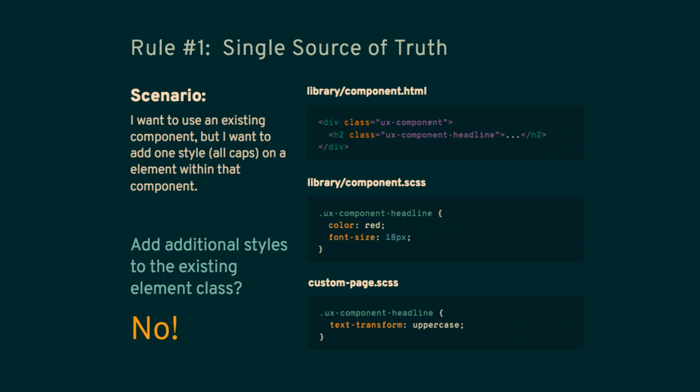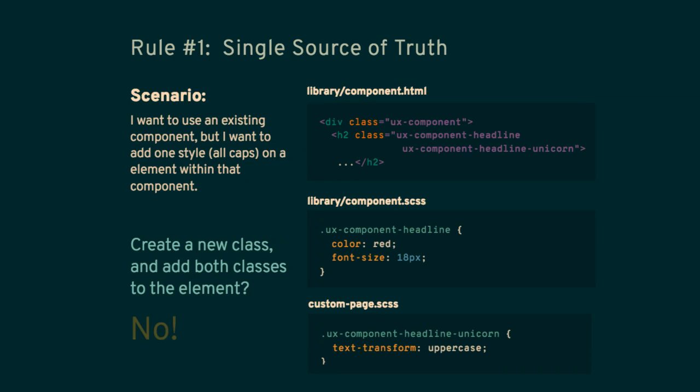Should you add additional styles to the existing element class? No, you don't want to do that because that selector now has two sources of truth. We have our component library, and we have the ability to add custom styles on an individual page basis. But what we don't want is the same selector to live in two places. You might have the same problem however you're organizing your design system in different folders or partials. You want to keep all of your styles for that one component, that one element, together.